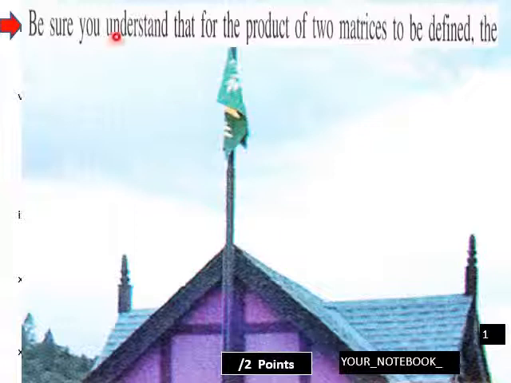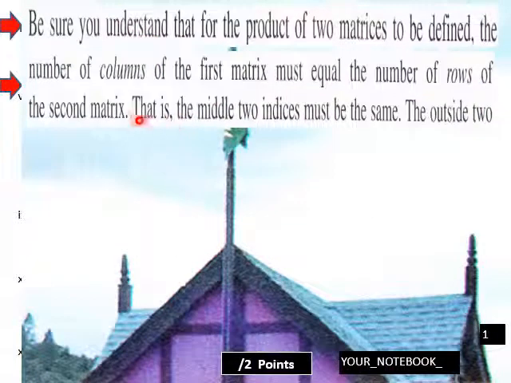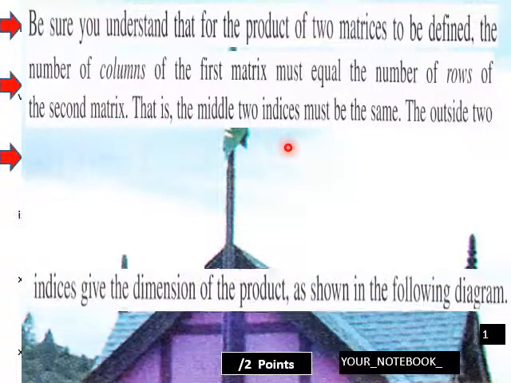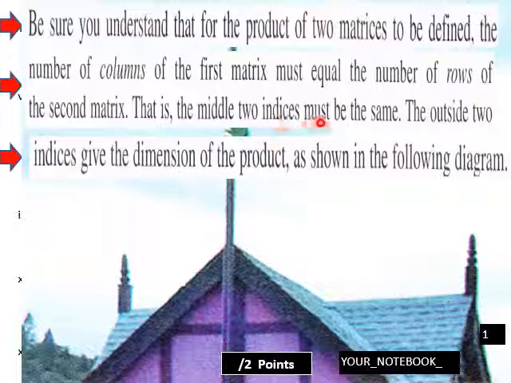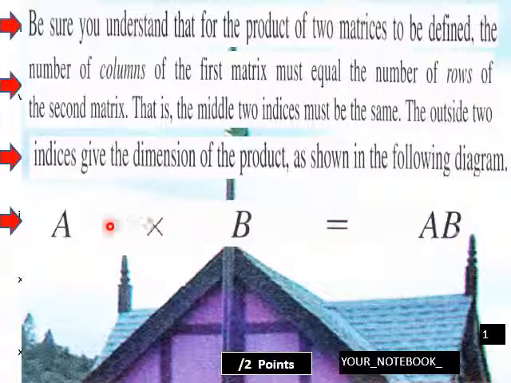Okay, so be sure you understand that for the product of two matrices to be defined, the number of columns of the first matrix must equal the number of rows of the second matrix. So we have columns here times rows, and they must be equal. That is, the middle two indices must be the same. Middle two indices here. A diagram coming up. The outside two indices give the dimension of the product as shown in the following diagram. So A times B here would equal AB.